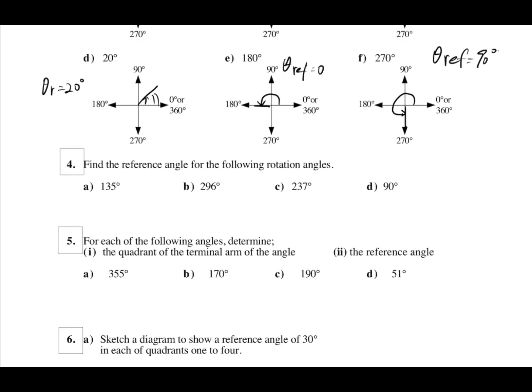And then number 4, find the reference angle. Okay, for the first one, the theta reference equals 180 minus 135, so it equals 45 degrees. And the B, the theta reference equals 360 minus 296, so it equals 64 degrees. And C is theta, and this one is in the third quadrant, so it's minus 180, so equals 57. For D, this is in quadrant 1 and 2, so the theta reference angle is 90.